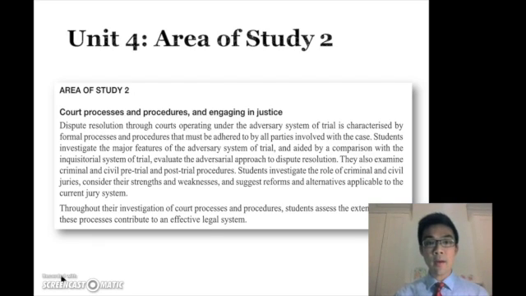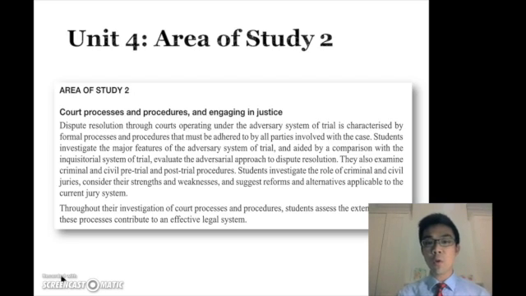Now you'll see here, this is straight out of the study design, and at this point in the year, if you haven't got the study design, please make sure that you download it. It is a really great checklist for you on what you need to know about the course. I'll just read this section out quickly. Court processes and procedures and engaging in justice.